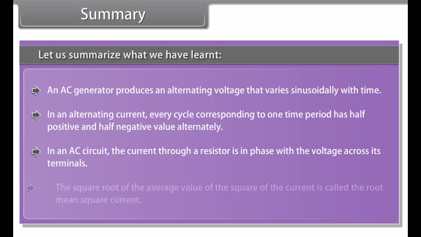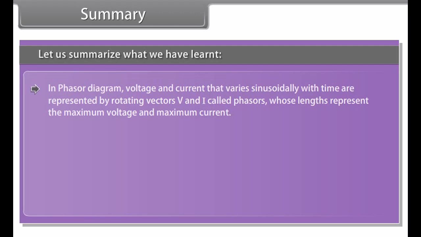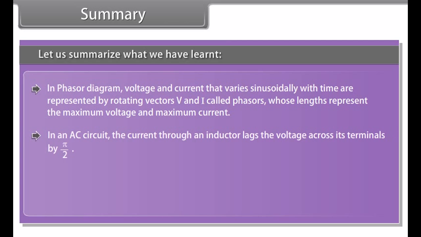Phasor diagram. In an AC circuit, the current through a capacitor leads the voltage across its terminals by π/2. When voltage increases from A to B, the charge on the capacitor increases and reaches its full value at B. However, the current, representing the rate of flow of charge, has a maximum positive value at the start of the charging process at A'.